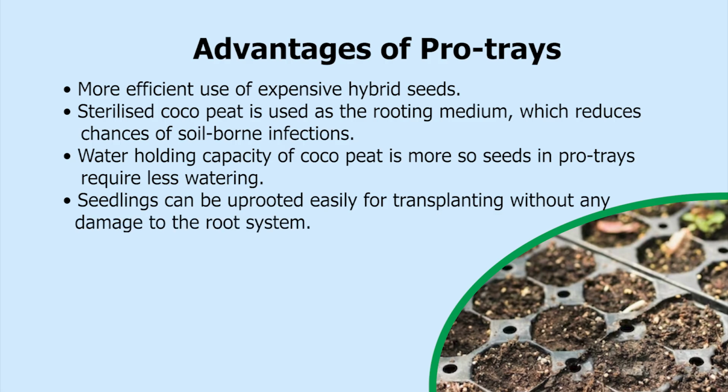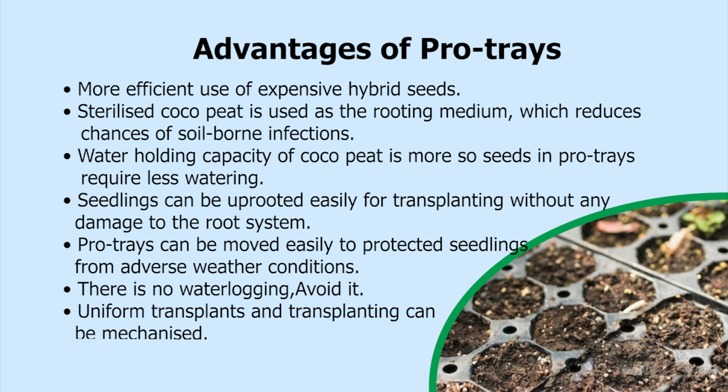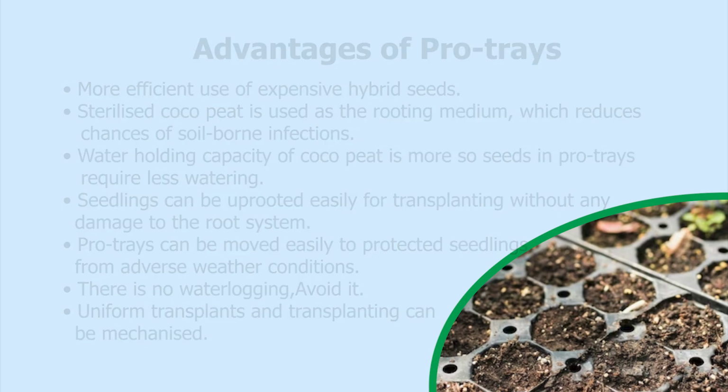Seedlings can be uprooted easily for transplanting without any damage to the root system. Protrays can be moved easily to protect the seedlings from adverse weather conditions. There is no waterlogging. Transplants are uniform and transplanting can be mechanized.